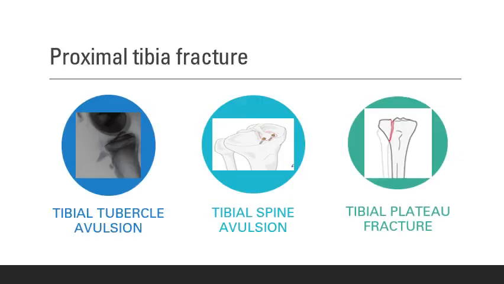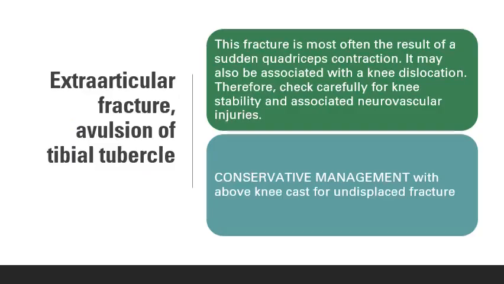Proximal tibia fracture we will discuss under tibial tubercle avulsion, tibial spine avulsion, and tibial plateau fracture. Extra-articular fracture, avulsion of tibial tubercle. This fracture is most often the result of a sudden quadriceps contraction. It may also be associated with knee dislocation, therefore check carefully for knee stability and associated neurovascular injuries. Conservative management with Ebony cast for undisplaced fracture.